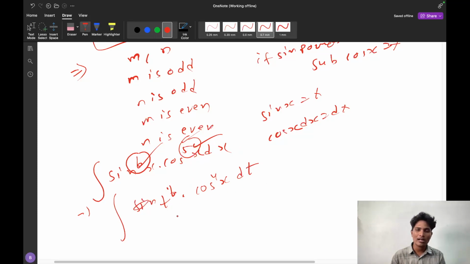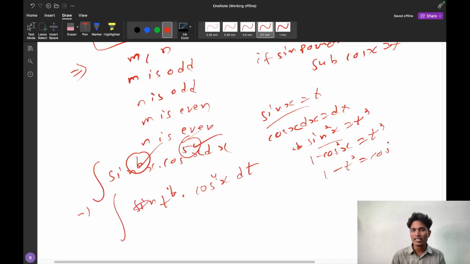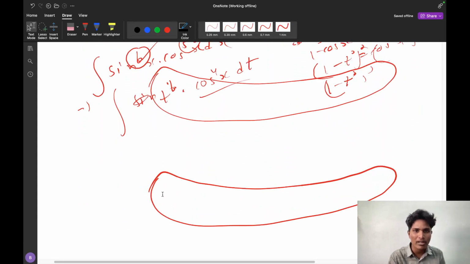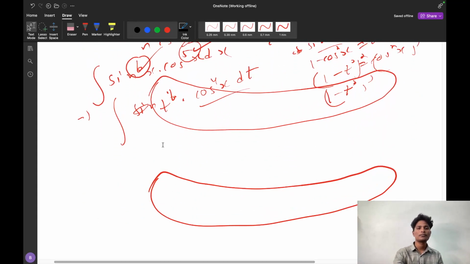So like this the entire thing is converted, and we already know what is sin x. If I square both sides, sin square x is equal to t square. Sin square x is 1 minus cos square x. So 1 minus cos square x is equal to t square. So 1 minus t square is equal to cos square x. So whole square I can take, and what I will get? 1 minus t square whole square. So here the entire thing is converted to this multiplication. So this is the reason we have chosen this one.